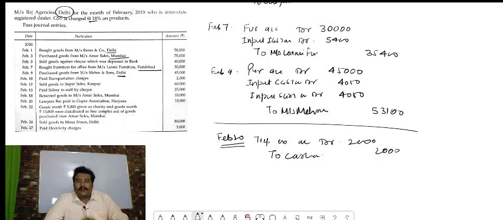Concept number 1. Concept number 2. Whenever we purchase any goods, whether it is outside the state or within the state, the word input will be used, like input CGST, input SGST, input IGST, but bacha, whenever we sell the goods, then it will be output CGST, output SGST, output IGST. Okay. Now the second concept I have to discuss with you is very simple.